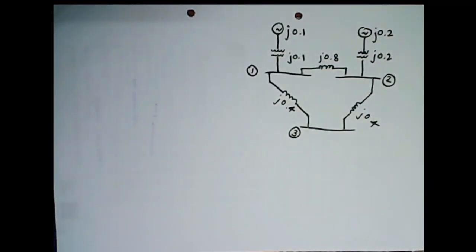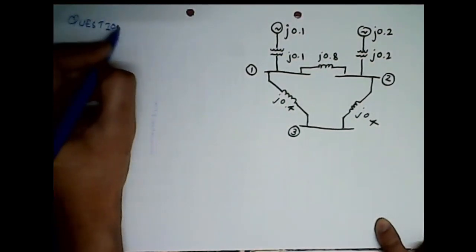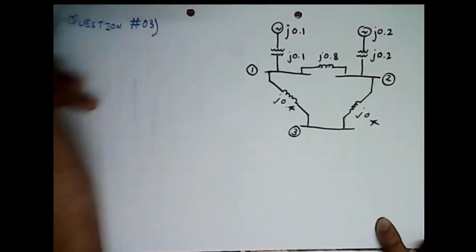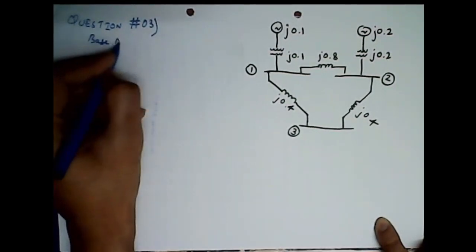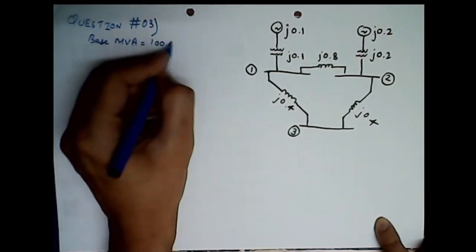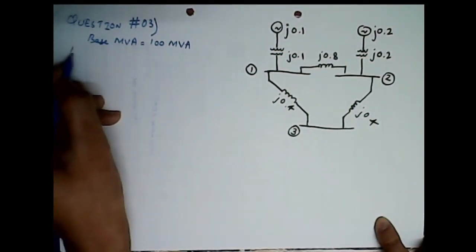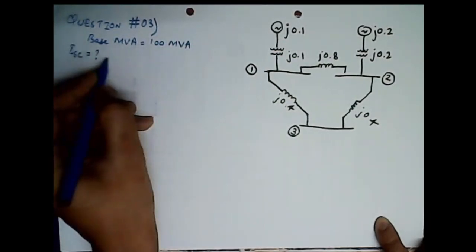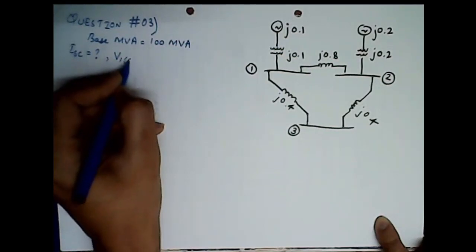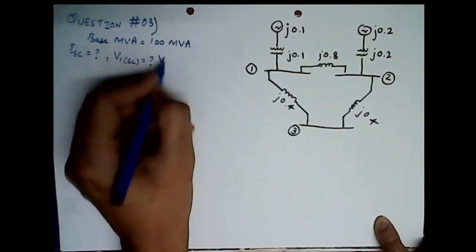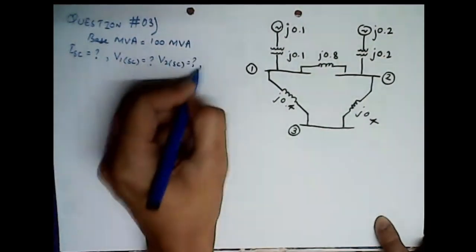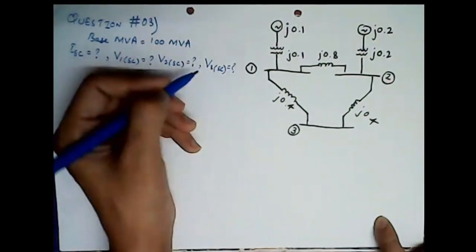Now what the question is saying is that we need to find out, this is basically question number 3. It's already given that base MVA equals 100 MVA, base power equals 100 MVA, and we need to find the short circuit current, voltages in case of short circuit, V2 SC equals this, V3 SC equals this.